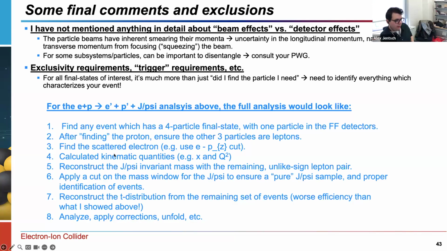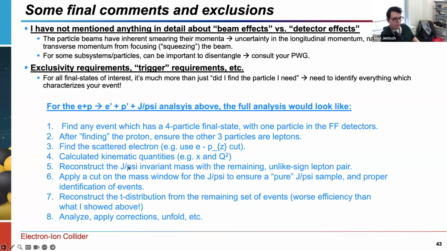And then you'd calculate the kinematic quantities from that, x and Q squared, because you might want to bin your analysis on that. And after you've done those things, you've now said, okay, I do have a proton, I do have a scattered electron, I'm pretty happy with those. Now you see, okay, do I have two leptons remaining? Are they unlike-sign charge? They have to be in order to possibly be a J-psi. And then you can perform a reconstruction of the invariant mass.